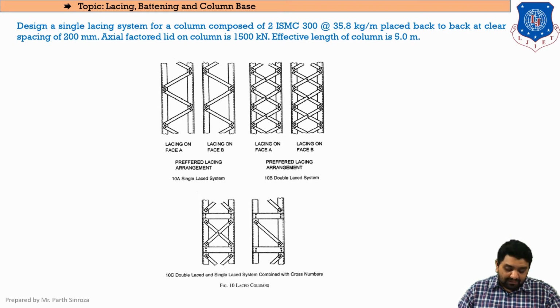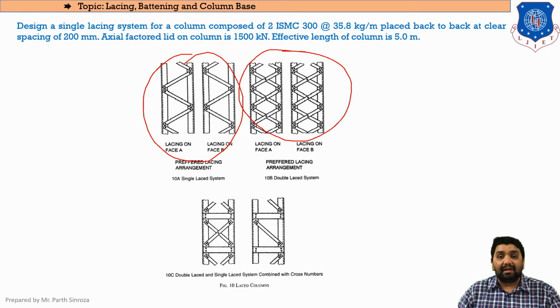Clear? If the lacing system is provided only on one side, it is called single lacing, that is a single zigzag. If the lacings are provided simultaneously on both faces of the column, it is called a double lacing system. When to provide single lacing and when to provide double lacing will be seen further on in the numerical portion. And what you can see here is a combination of lacing and battening.